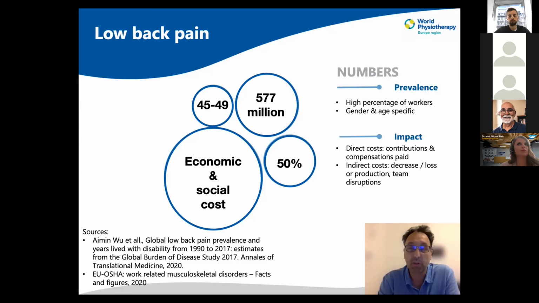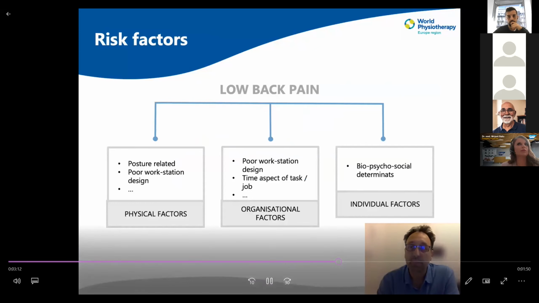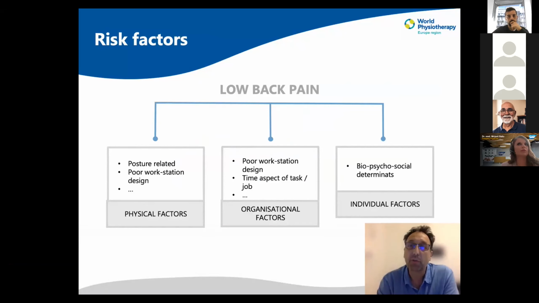Low back pain comes with costs. The direct costs are the contributions and the compensations paid. The indirect costs can be related to the decrease of productivity, disruptions of the team, and others. The risk factors for low back pain can be rather simplistically categorized in 3 branches. There are physical factors, organizational factors, and individual factors. You can see some examples such as the poorly designed home workstations or the inability to stop working when you are at home.